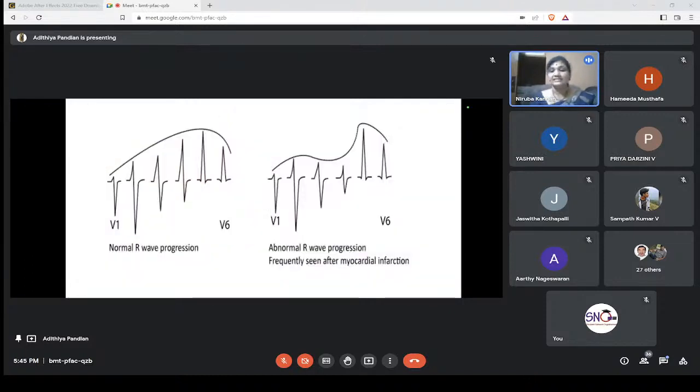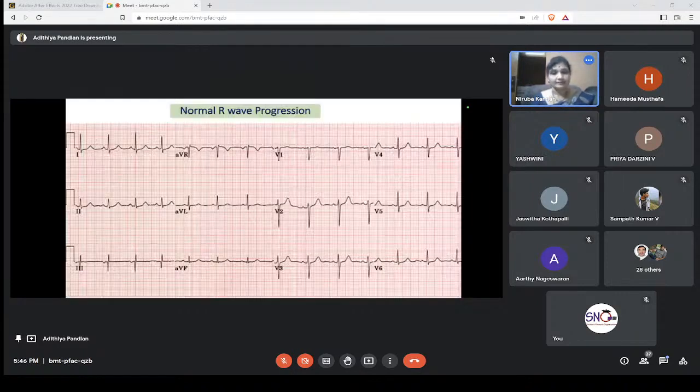This we call R wave progression. When the R wave progresses from V1 to V6 in a pattern like this, and you get a biphasic wave at V3, it is normal R wave progression. When the R wave doesn't progress properly, as you see here, it is abnormal R wave progression. This frequently happens in myocardial infarction.